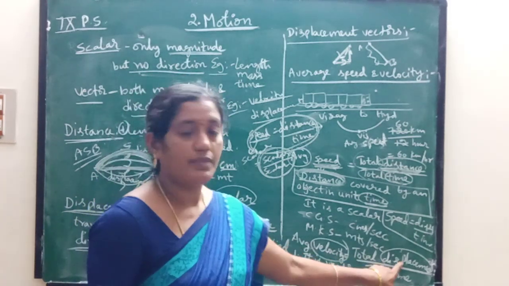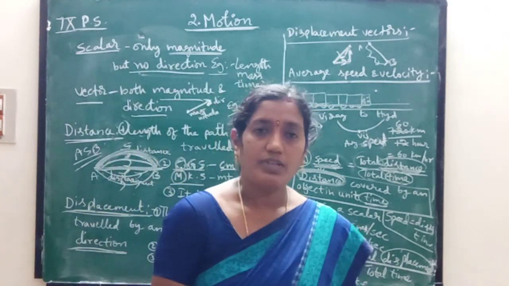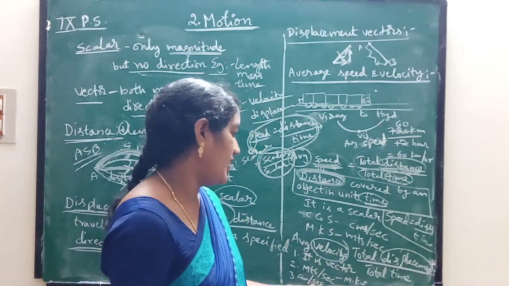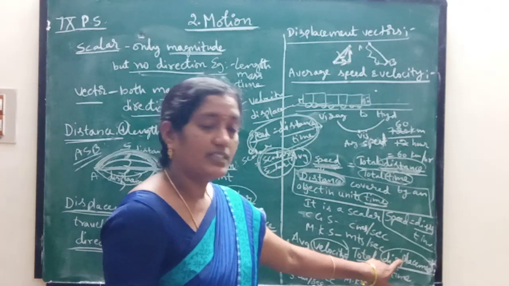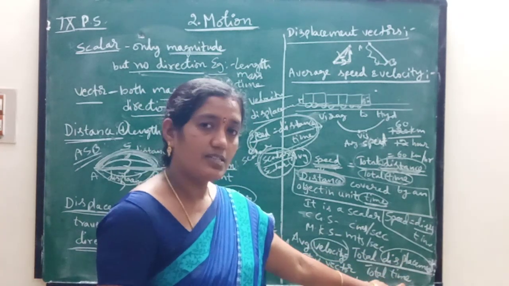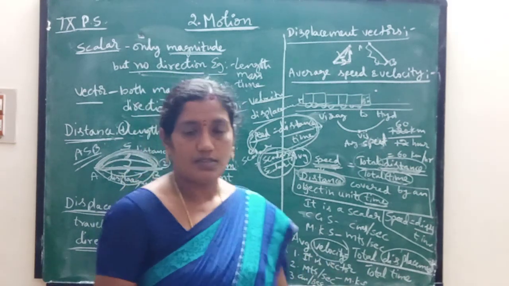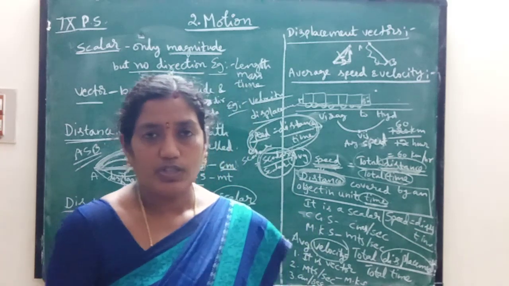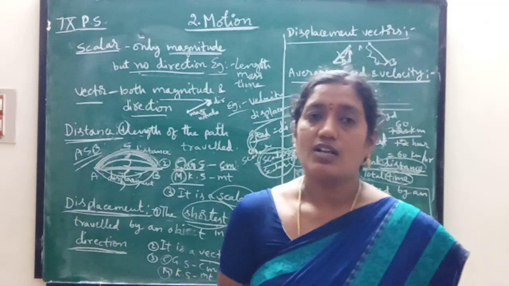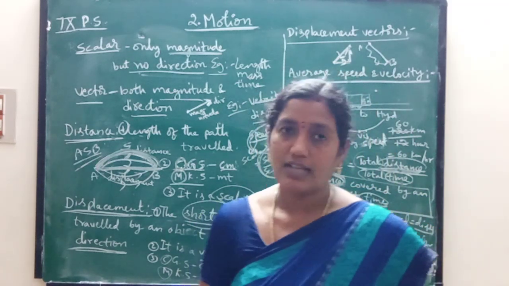So here for displacement or distance, the CGS unit is centimeters and the MKS unit is meters. So centimeters by seconds is the CGS unit, and for the MKS unit the displacement is meters and time is seconds. Therefore its MKS unit is meters by seconds. So do you understand, children, what a scalar quantity is? If a physical quantity has only magnitude but no direction, it is called a scalar quantity.